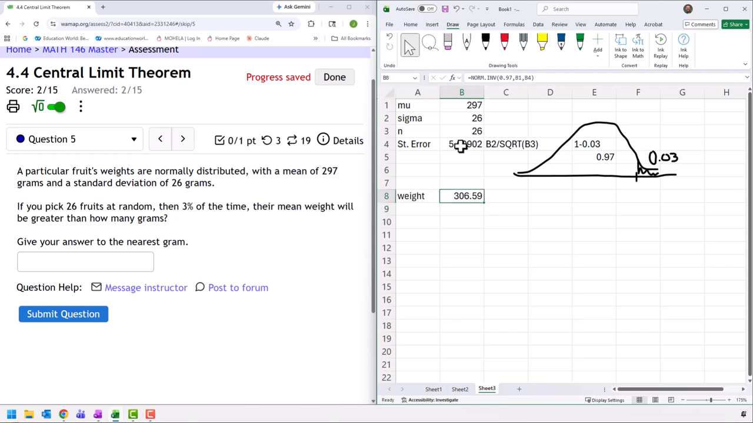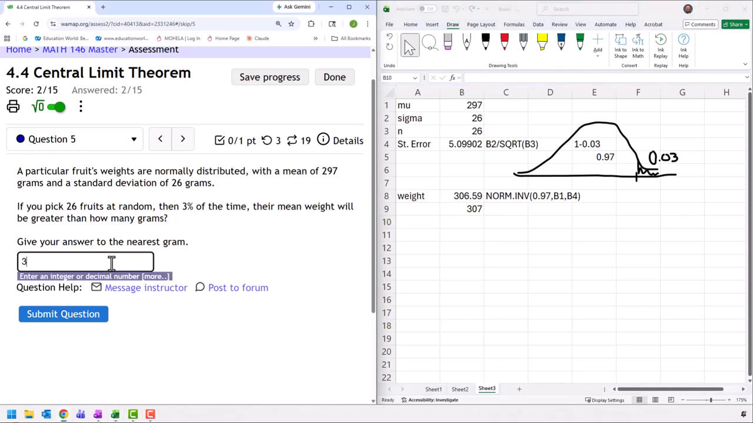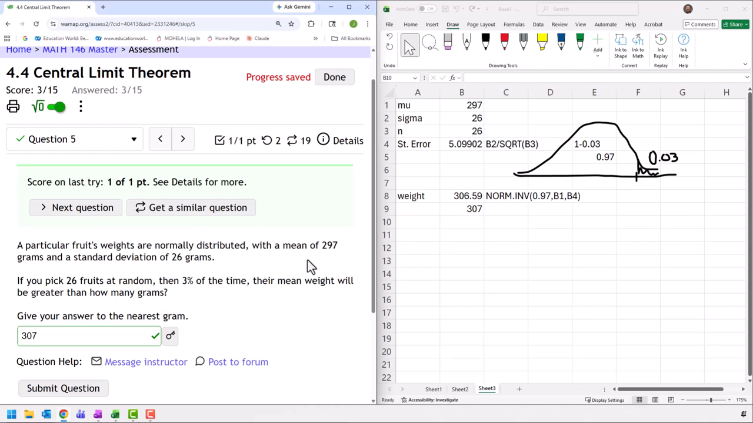Now we're doing this to the nearest gram, so I'm going to grab this. I like to let Excel do all the work, which is why I'm not typing in any rounded answers except for right here. This is going to round to 307 grams. And remember, the mean is 297 here, so 3% of the time, this value needs to be bigger than 297. So it fits for reasonableness.